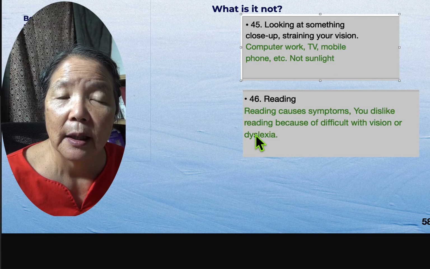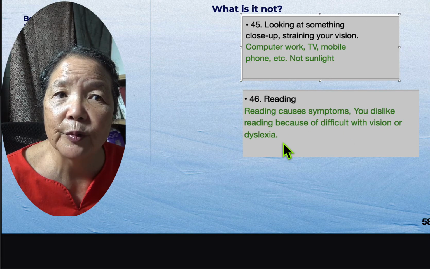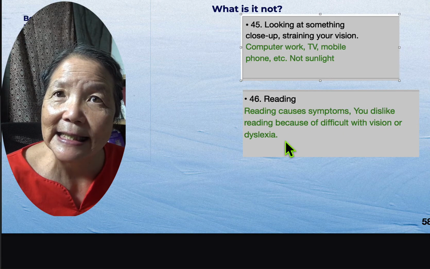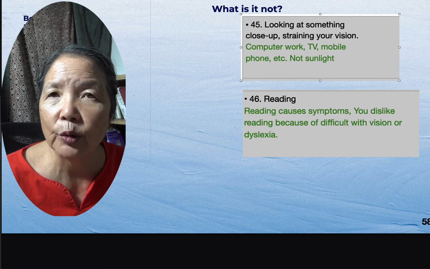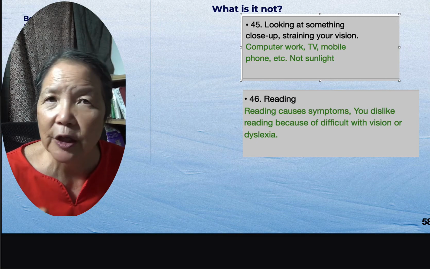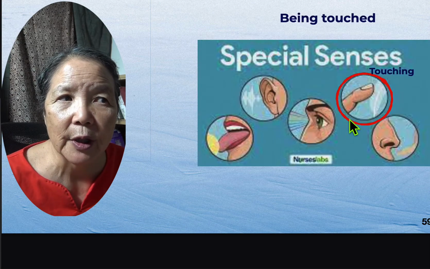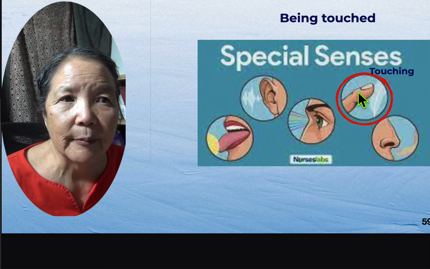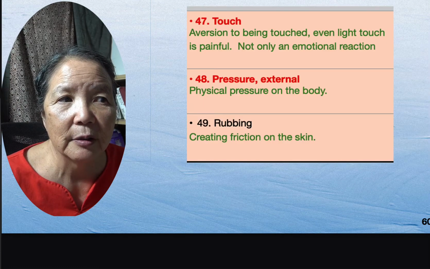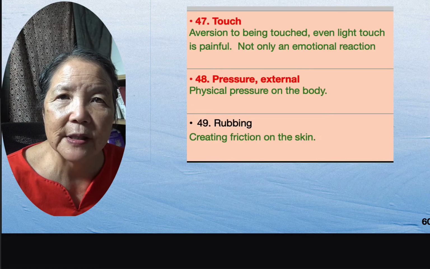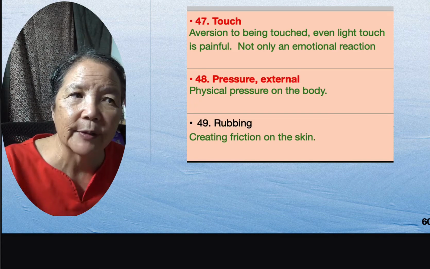Dyslexia is actually a mental problem, but they all kind of go together, and you don't have to distinguish between them, even though they're quite different in my sense of vision. Touching that he's talking about is not you touching something else. It's more about being touched by someone else.